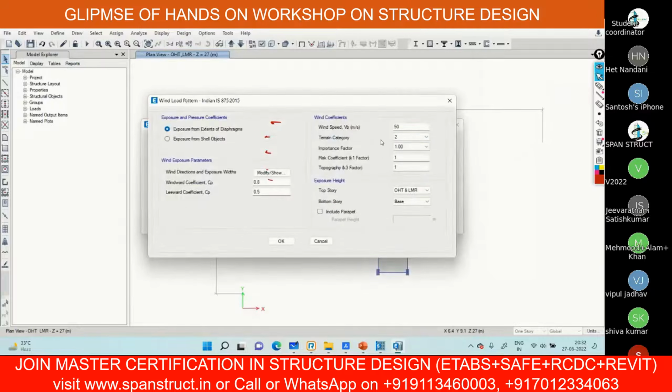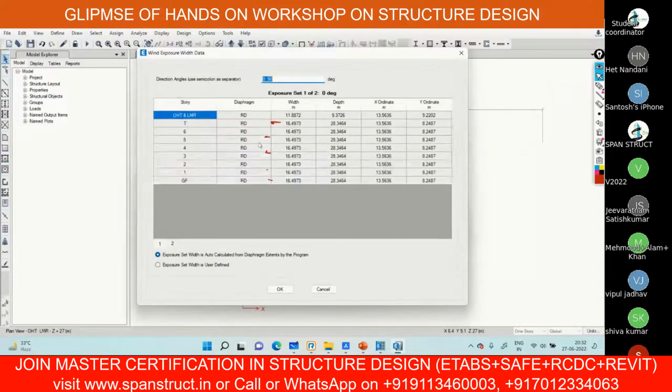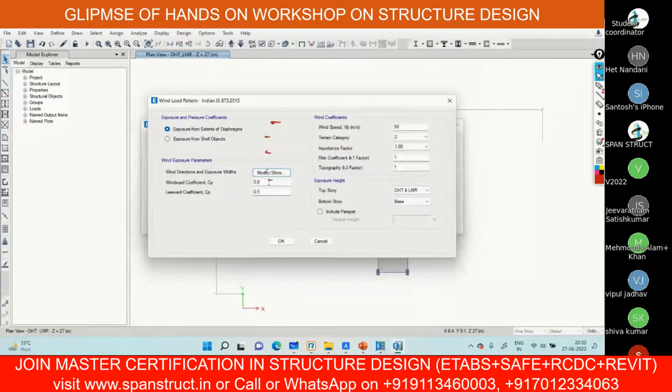Like you have to fill in the basic wind speed, terrain categories, importance factor. All this basic data you have to give, and you have to apply it through the 90° and 0° directions. Also you have to give the coefficient here, and it will get applied. Okay, and you have to select the story also, like the top story and bottom story which you want.